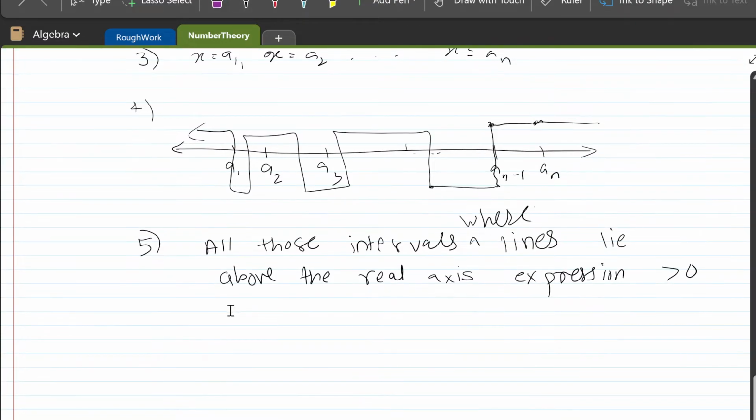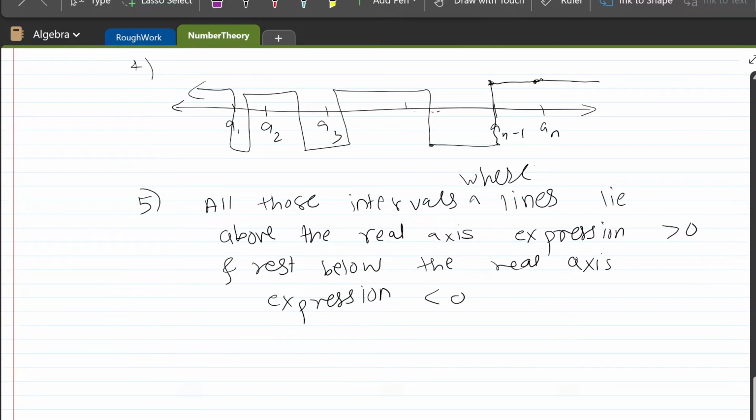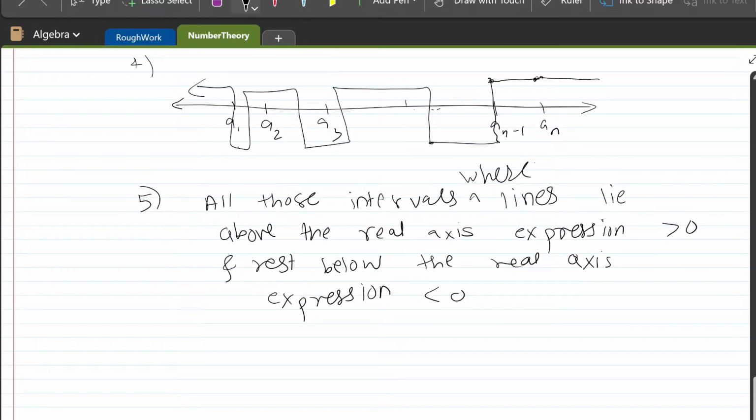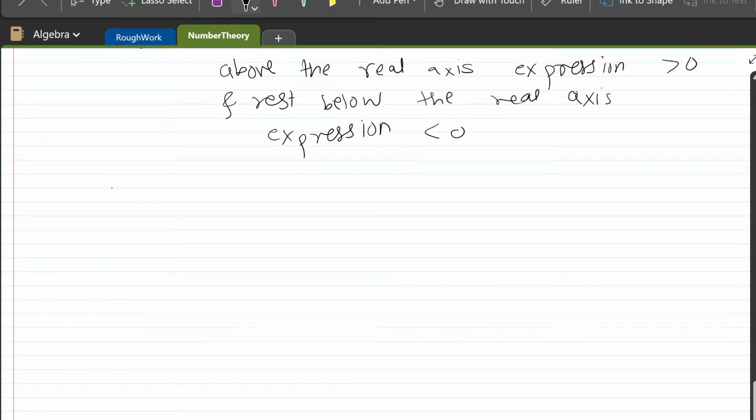And the rest below the real axis, the expression will be negative, right? So this is the way for all these intervals we can find out the value of the expression. Now we are going to take a look at a sample problem in order for us to understand what's going on. Okay. So now let's check this.